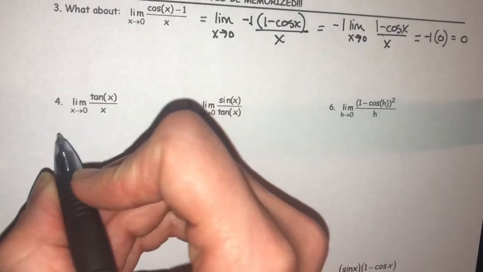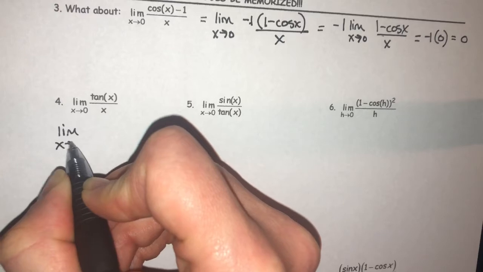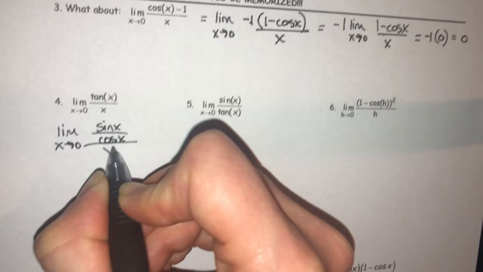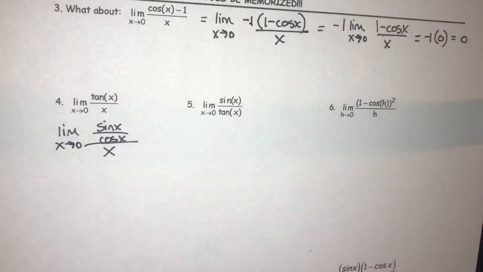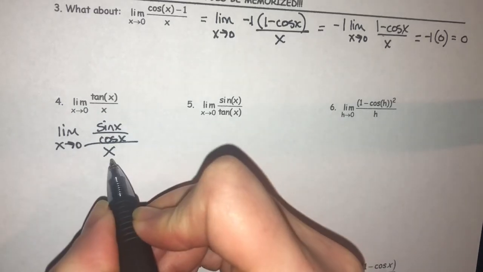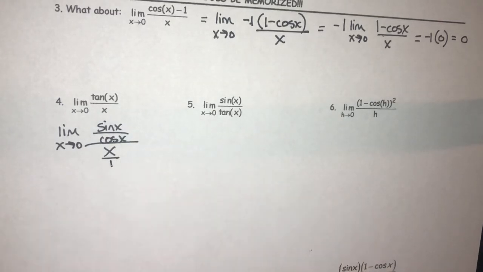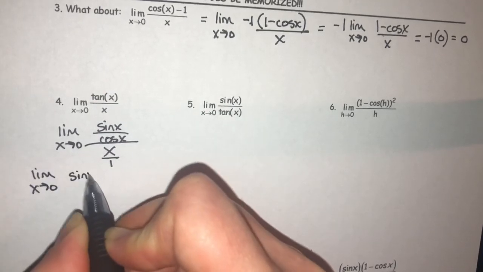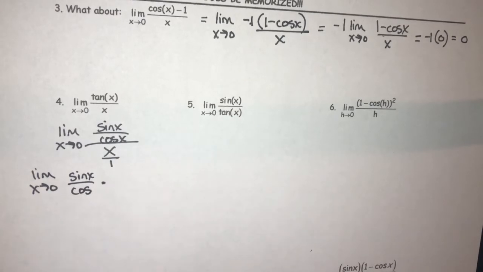Let's try it. The limit as x approaches 0 of the sine of x over the cosine of x, all divided by x. Remember that reciprocal function that gives you the tangent of x? So this denominator I could make into a fraction by putting a 1 underneath it, and then I could rewrite it as the limit as x approaches 0 of the sine of x over the cosine of x, and then instead of divided by x over 1, I could multiply by the reciprocal, 1 over x.